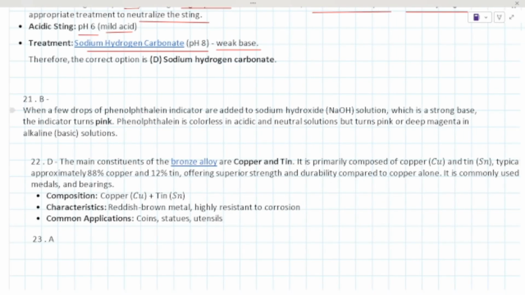Let's see the explanation. When a few drops of indicator are added to sodium hydroxide, which is a strong base, the indicator turns. Phenolphthalein is colorless in acid and neutral solution, but turns pink or deep magenta in alkaline, base solution. Is it clear?